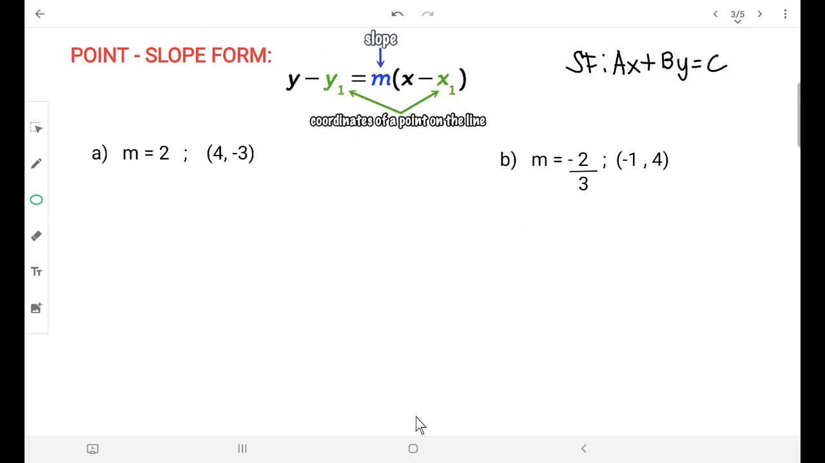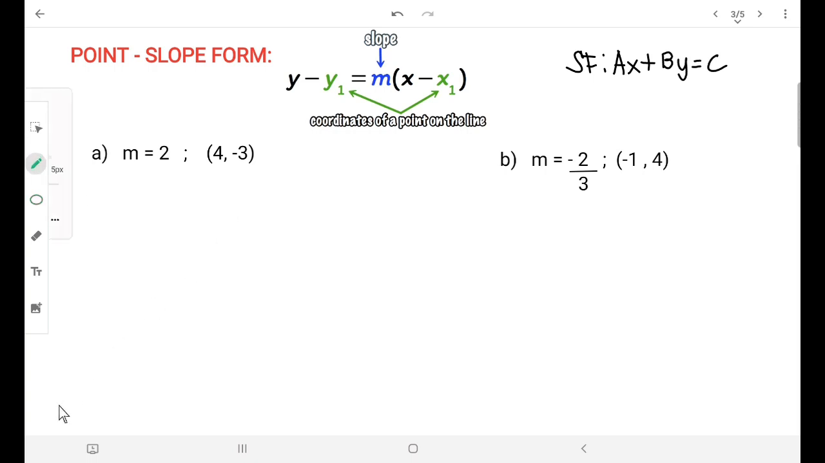Next, we have point slope form. So point slope form is y minus y sub 1 equals m times the quantity x minus x sub 1, wherein m is again the slope, and we have the coordinates. So y sub 1 and x sub 1 are the coordinates of a point on the line. So again, we should put our answer into its standard form. So we will use point slope form, of course, if we have a given slope and a point.